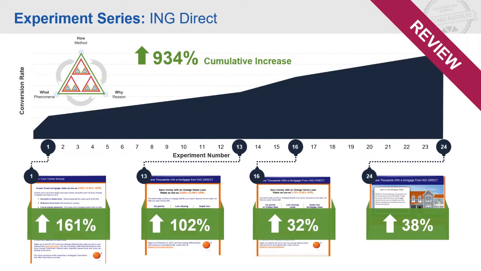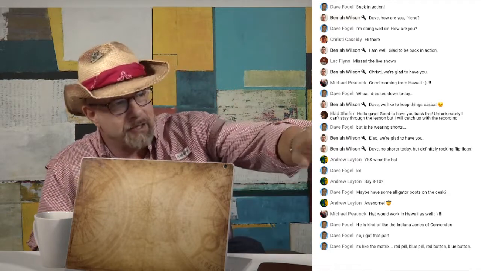All right, here's an example. Yes, Dave Fogel says it's like the Matrix. Red pill, red button, blue button. All right, now take a look here.